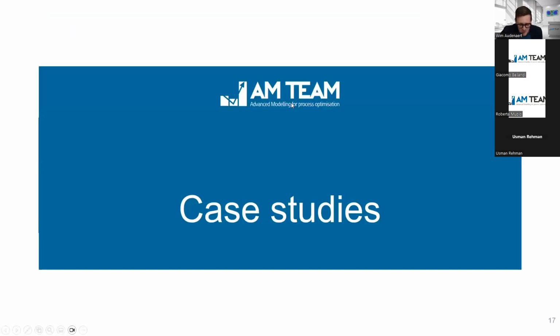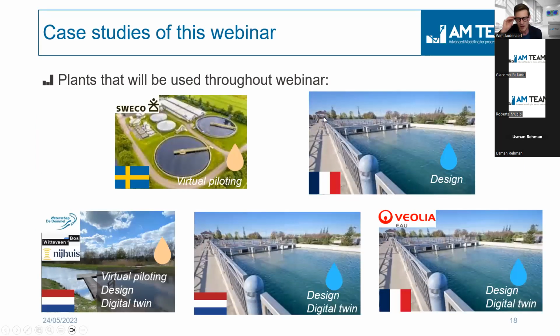Good. Now we come to the most interesting part, the case studies. Let's introduce them a little bit. We have selected a few because we have to limit a little bit, so that it's a good mixture. We have decided to make a mixture between virtual piloting, design, and also digital twins. So we have one plant from Sweden that we helped develop together with Sweco. So we did a virtual piloting for that plant, wastewater. So these are these brown droplets. If you see them appearing in the webinar, these are wastewater related cases. The blue ones are drinking water related, okay?